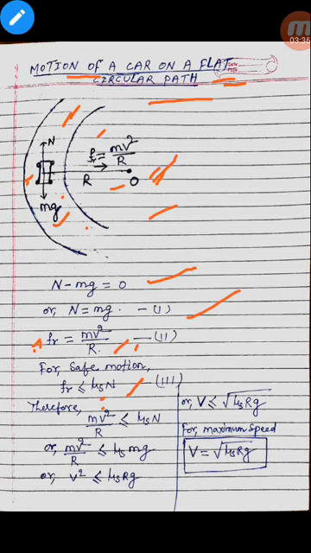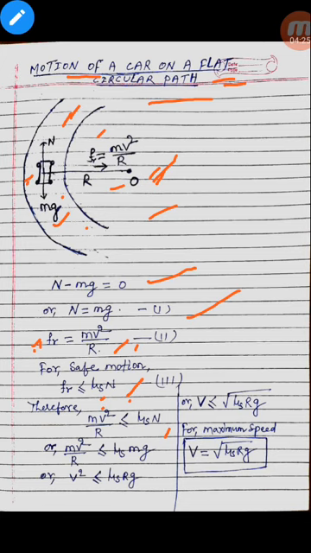So for safe motion, meaning the car does not move away from the circular path, the frictional force should be less than or equal to mu s into N. Therefore, mv square by r should be less than or equal to mu s into N, or mu s into mg, since N is equal to mg, we have put mg in place of N.